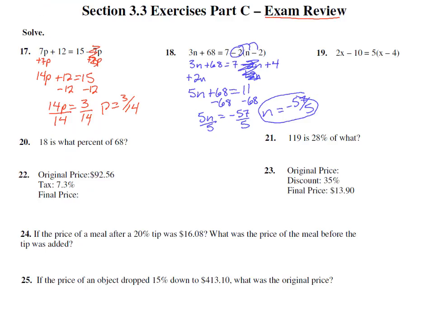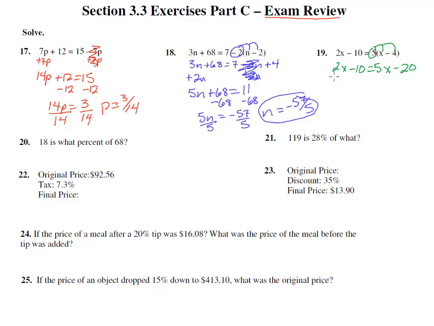Number 19. 2x minus 10 equals 5, parentheses, x minus 4. We have parentheses that we've got to take care of, and let's jump that 5 in to do so. 2x minus 10 equals 5x minus 5 times 4 is a 20. These x's are still separated, so we've got to get them together.